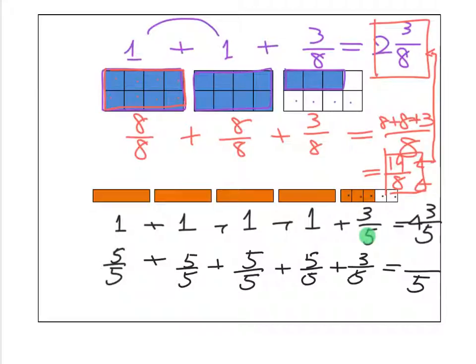I have 1, 2, 3, 4 fives. So 4 times 5 is 20. 20 plus 3, I have 23. So these two numbers are exactly the same. It's just different ways of writing the same number.